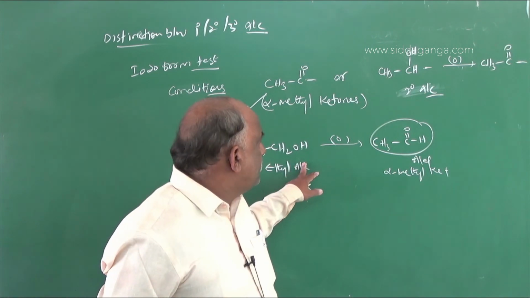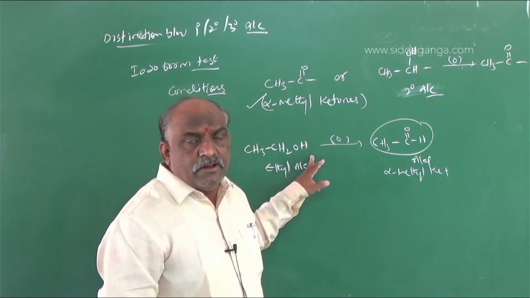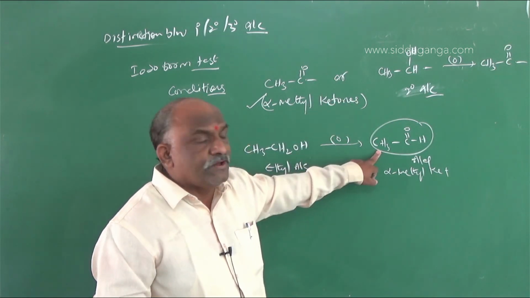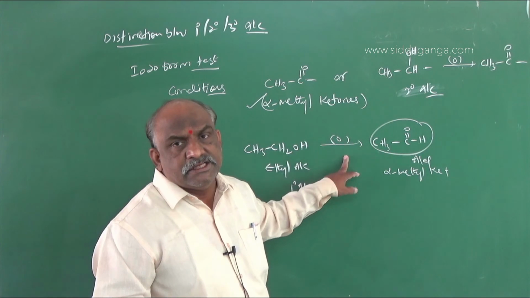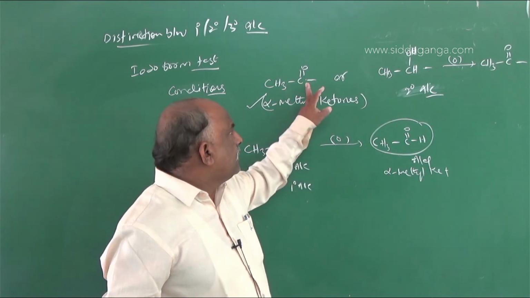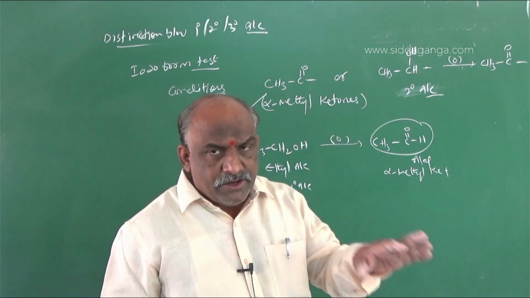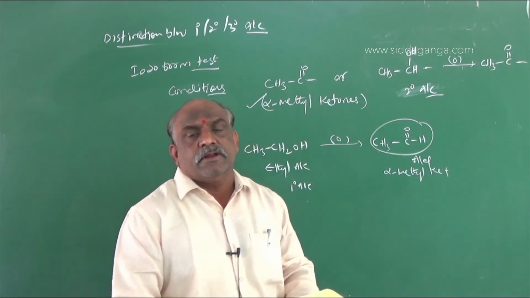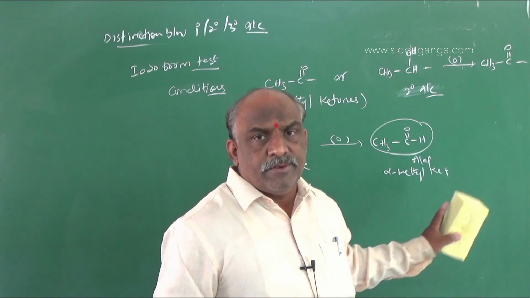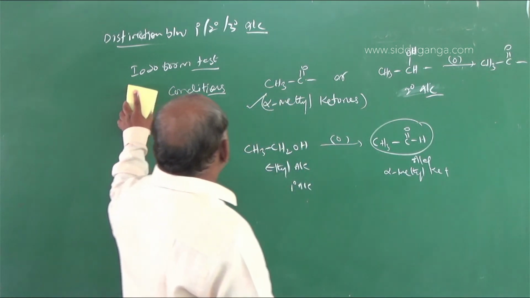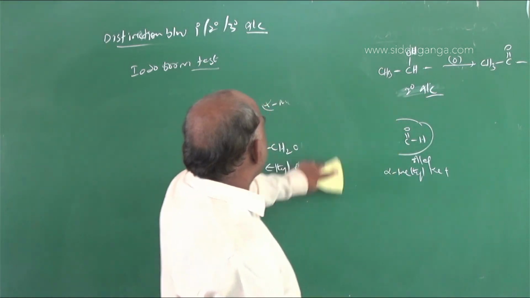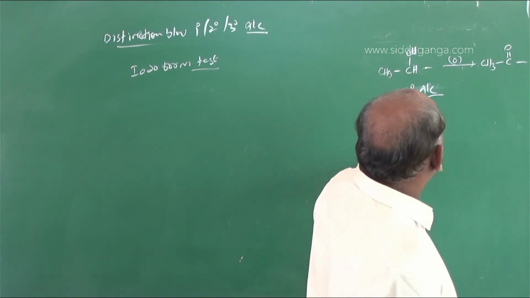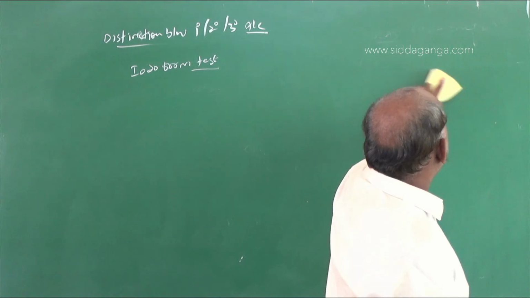Ethyl alcohol is positive with the iodoform test due to the absence of alpha methyl ketone, because oxidation of alcohols gives rise to aldehydes. So these are the conditions. Compulsorily we require alpha methyl ketone. If the compound contains alpha methyl ketone, that compound easily undergoes iodoform reaction. So after these conditions, what steps take place? That is important.